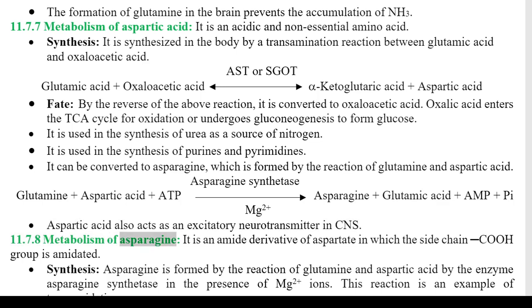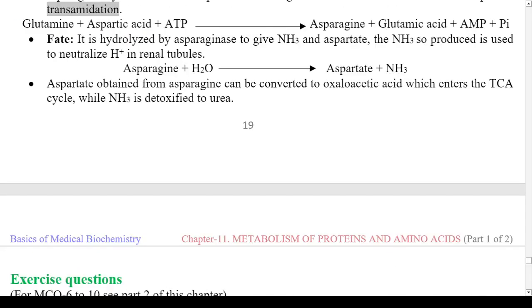11.7.8 Metabolism of asparagine. It is an amide derivative of aspartate in which the side chain COOH group is amidated. Synthesis. Asparagine is formed by the reaction of glutamine and aspartic acid by the enzyme asparagine synthetase in the presence of Mg2+ ions. This reaction is an example of transamidation. Glutamine plus aspartic acid plus ATP gives asparagine plus glutamic acid plus AMP plus Pi.